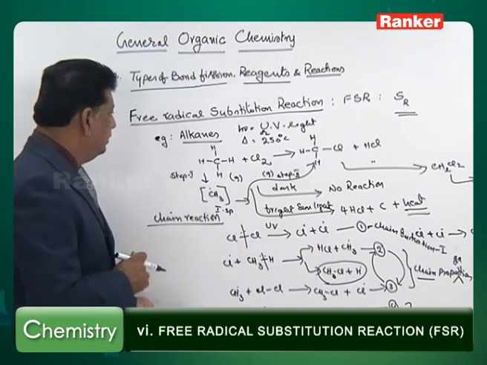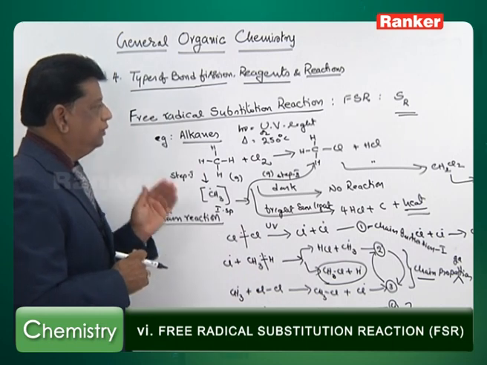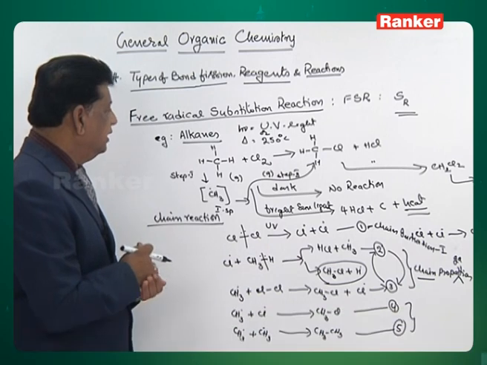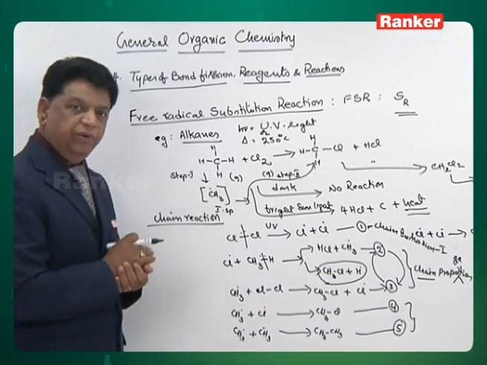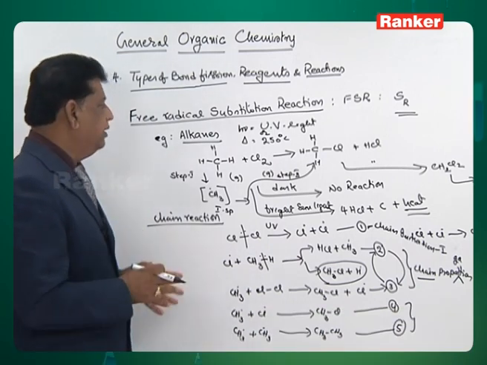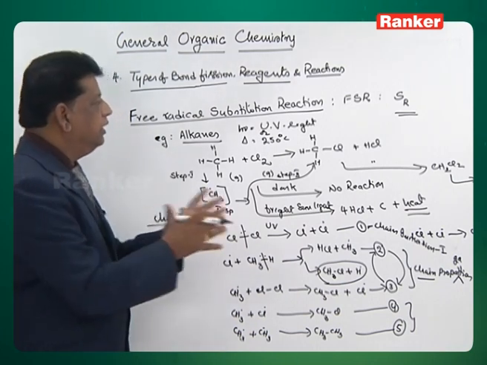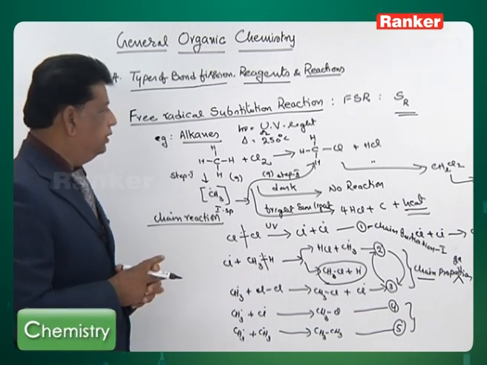The whole mechanism is called a free radical substitution reaction. That means the attacking species is a free radical. The intermediate is also obviously a free radical. It is not the intermediate, but the first coming group that is a free radical. Therefore, it is called a free radical substitution reaction.